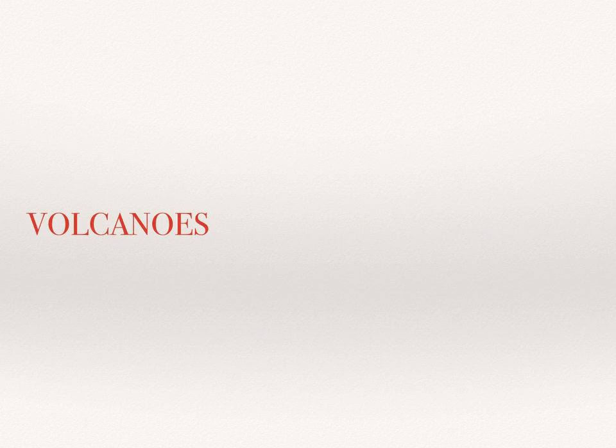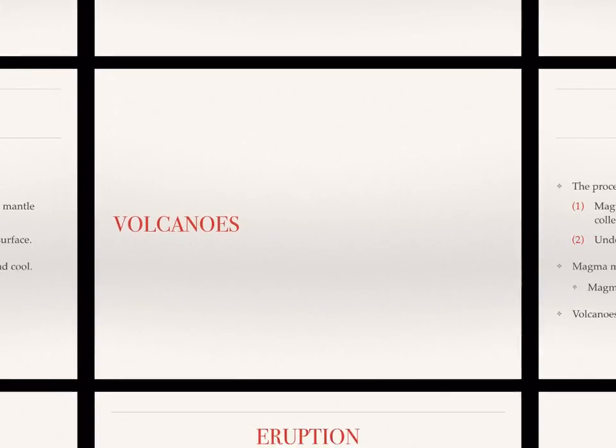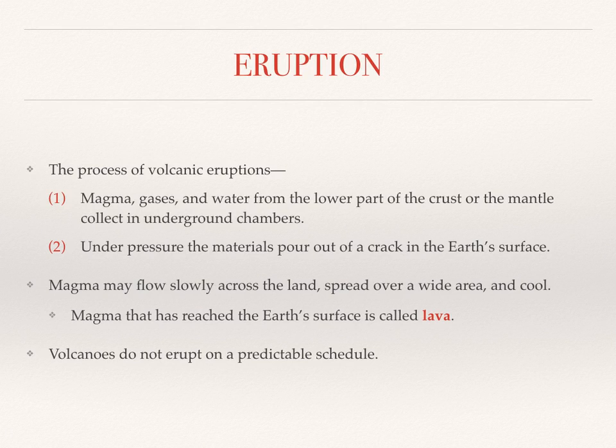Volcanoes. Eruption. In the process of volcanic eruptions, magma, gases, and water from the lower part of the crust or the mantle collect in an underground chamber. Then under pressure, or when water makes contact with the hot magma, the materials will pour out of a crack in the Earth's surface.